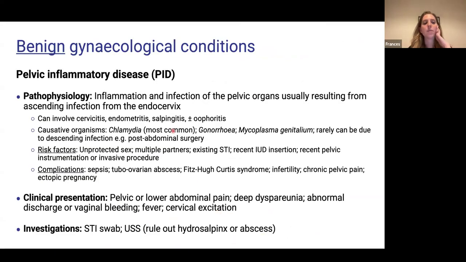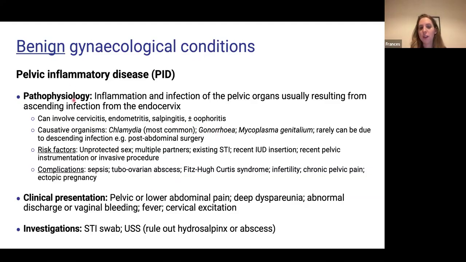Okay. Some benign conditions that you'll need to be aware of is pelvic inflammatory disease. So this is inflammation of your pelvic organs, usually because you get an ascending infection that's coming from the cervix upwards into the reproductive tract. It can involve all of the different organs, commonly caused by STIs, so things like chlamydia, which is most common, gonorrhea. Sometimes you can get it after abdominal surgery, so the infection descends instead of ascends, but that's rare.